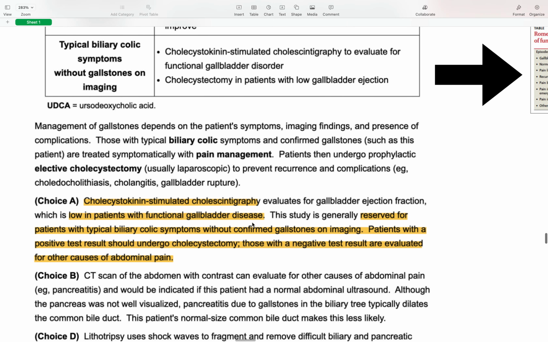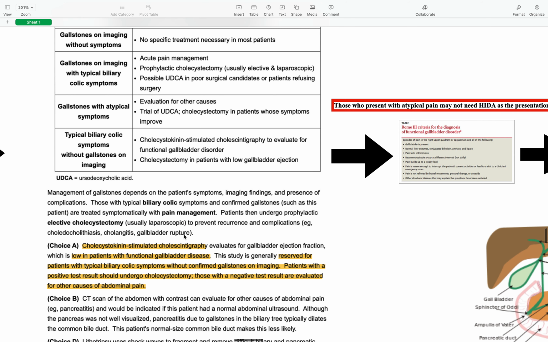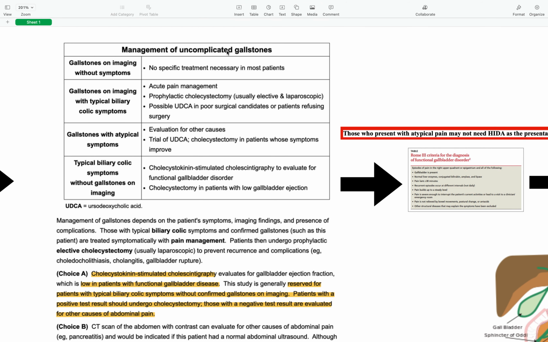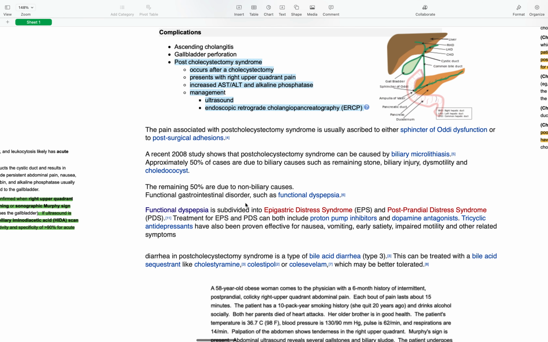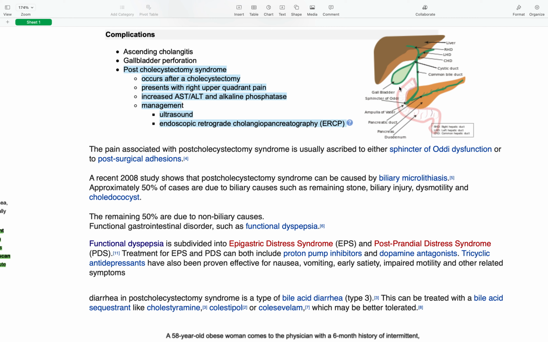this is about functional gallbladder disorder, and in addition, we have spoken about the management of uncomplicated gallstones. So we have completed the presentation, the definition, the etiologies, the risk factors, the studies related to cholecystitis, and now we will move on to the complications related to cholecystitis. So cholecystitis can cause ascending cholangitis, okay? And there might be a gallbladder perforation resulting in a gallstone ileus.